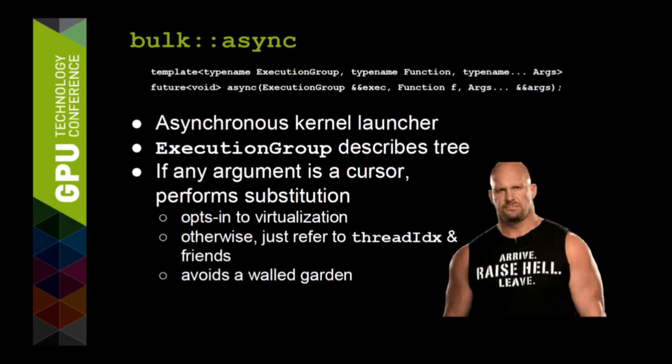Basically, that allows the async function to virtualize these execution agents and virtualize other things like shared memory, to sort of decouple it from machine resources. If you don't like that, you can just call it without that and just refer to thread index and block index, and that will just turn off all virtualization and make it look a lot more like writing a CUDA kernel.